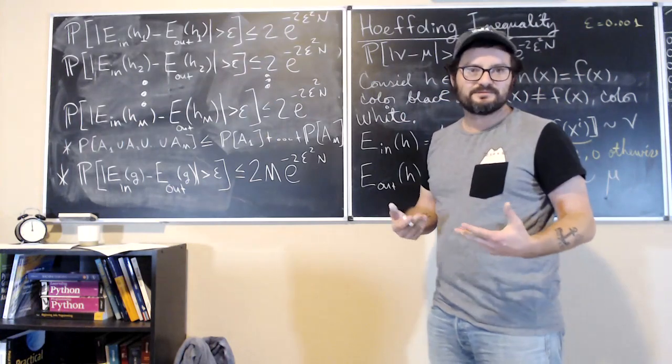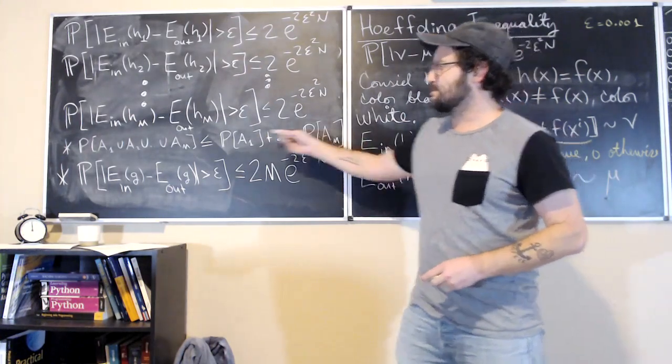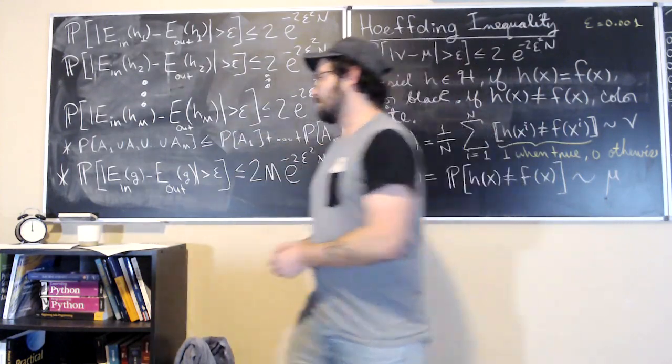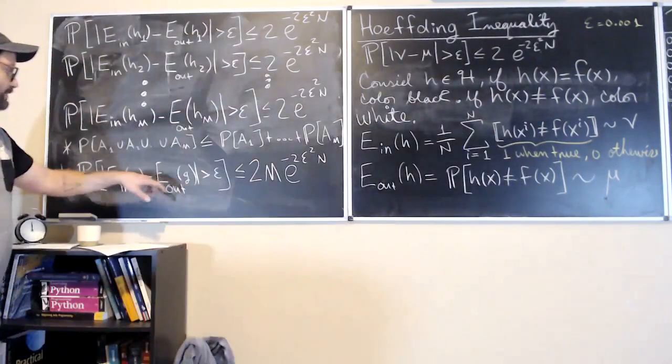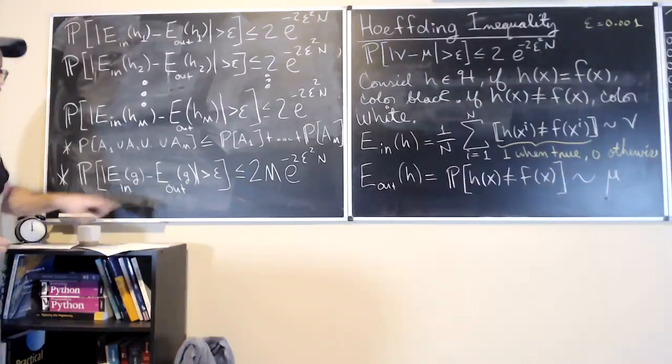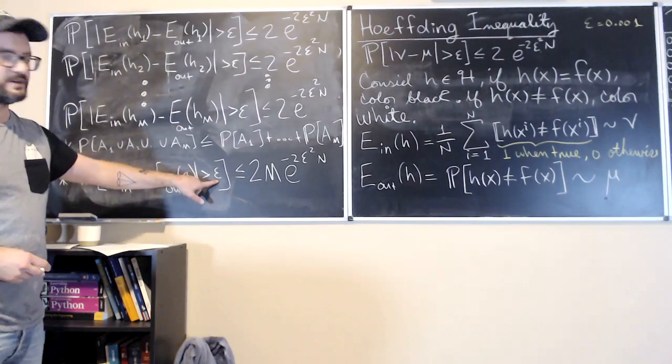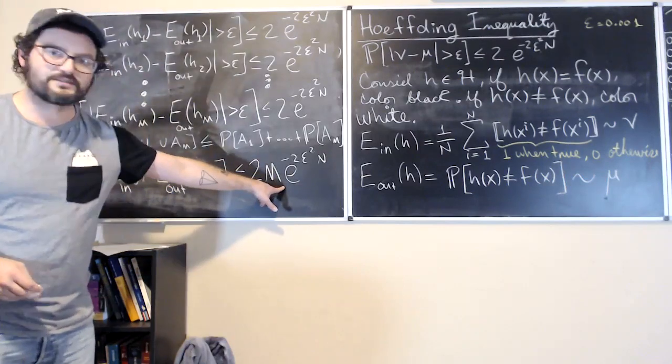It's very crude. Because this could be far away from that, but it still gives us a bound on the in-sample error versus the out-of-sample error. We want these to be small, and the probability of that being greater than any positive number epsilon is given by this upper bound.